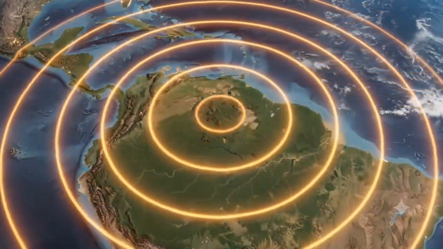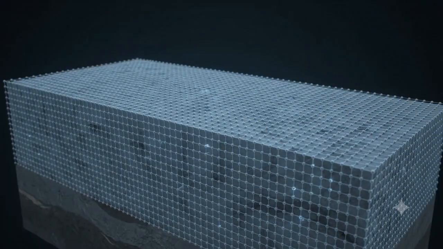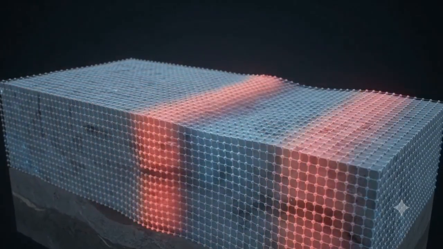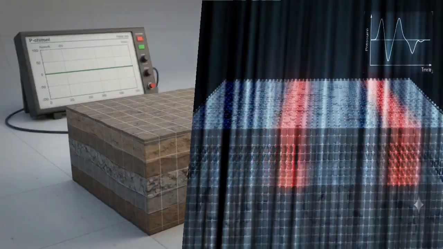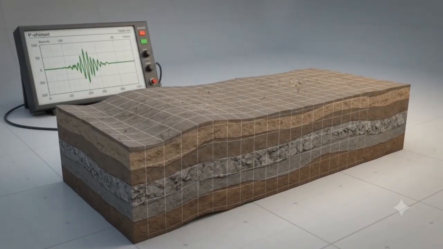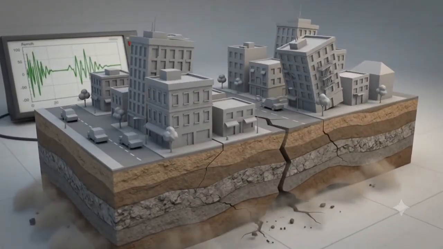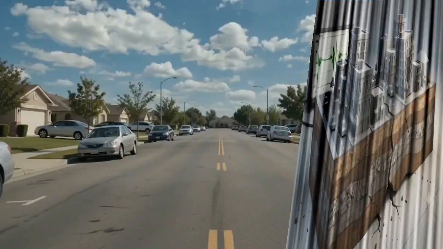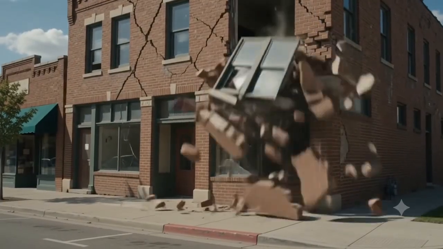This energy travels through the Earth as seismic waves. P waves are the fastest seismic waves. S waves arrive later and produce stronger shaking. Surface waves cause the most visible destruction.